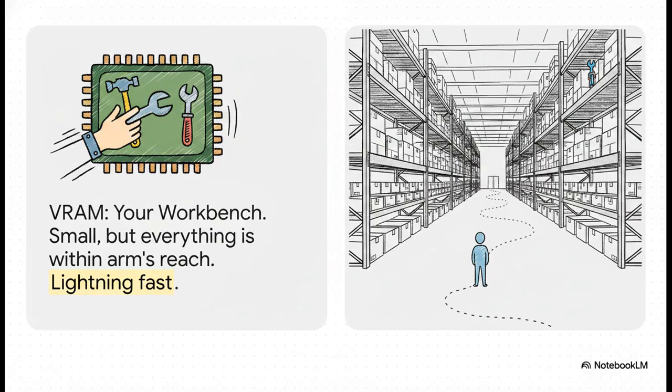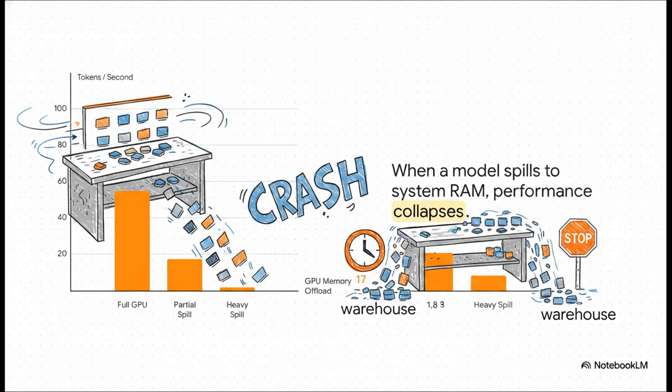I love this analogy. Think of it like this. Your VRAM is your workbench. It's not huge, but every single tool you need is right there, within arm's reach. It's lightning fast to grab whatever you need. Now, your regular system RAM, that's like a giant warehouse. Sure, it can store way more stuff, but every time you need a tool, you have to stop what you're doing, walk all the way over there, and get it. That trip is what absolutely kills your speed. And this isn't just some abstract idea.